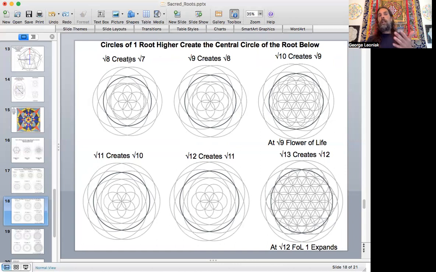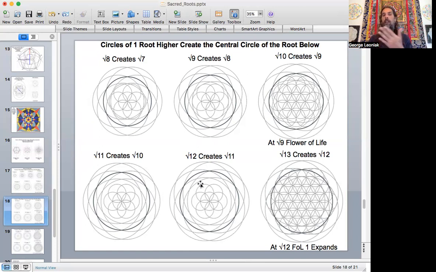We've got root 8 creates root 7, root 9 creates root 8, root 10 creates root 9. Here we are at root 9. Root 9 is the black circle, and root 9, of course, is 3, and we can easily count out from the middle 1, 2, 3 segments. So we know it's a 3-unit segment, and of course that's root 9. And we came from root 6, which started to integrate there as well. And then we keep going to this extension root.